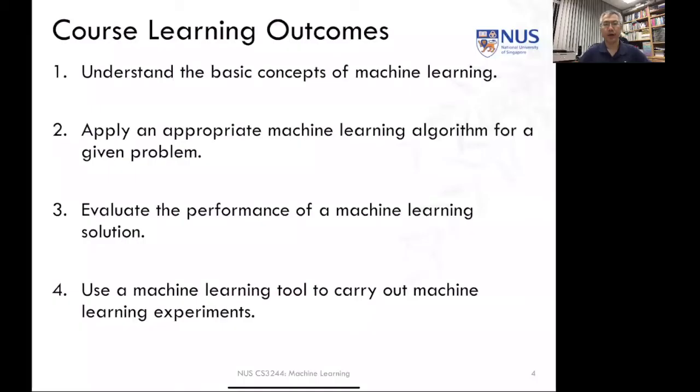Now that we're coming to the end of our machine learning module, we'd like to remind you what the 4 course learning outcomes are for this class. These are the objectives that you'll be evaluating our class on, and they are fourfold. First, understanding the basic concepts of machine learning.